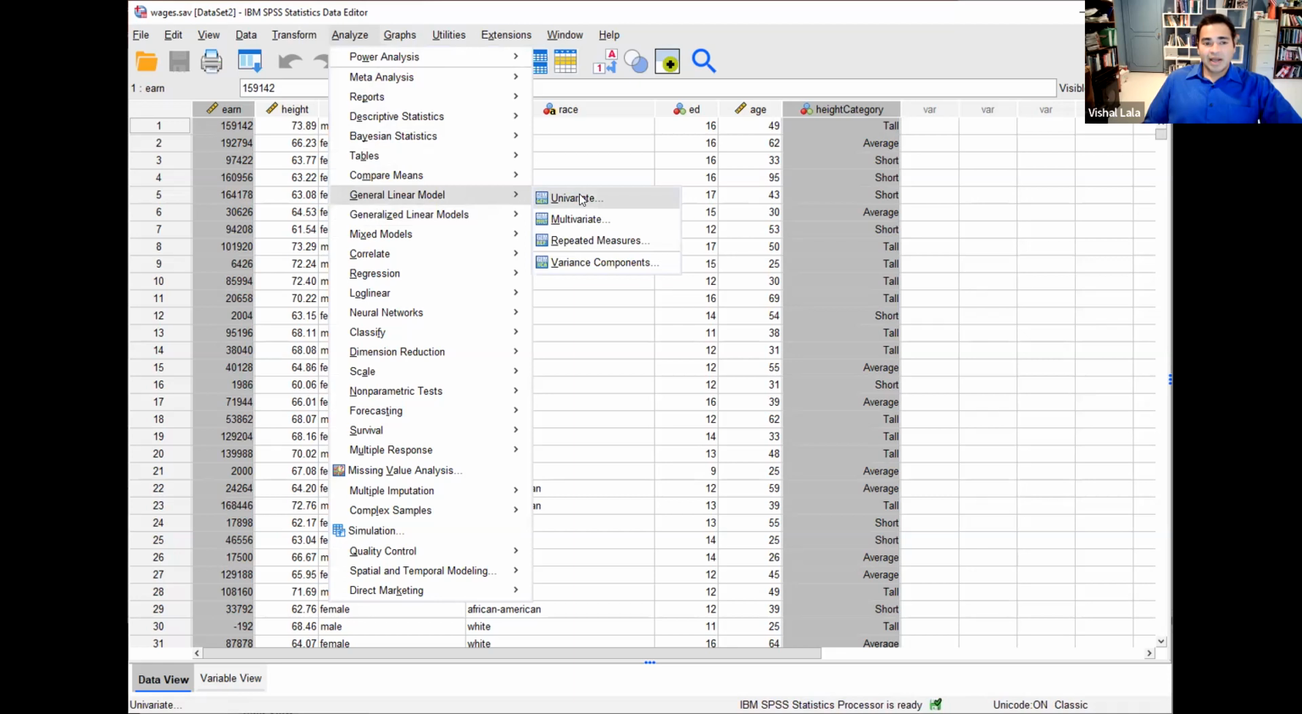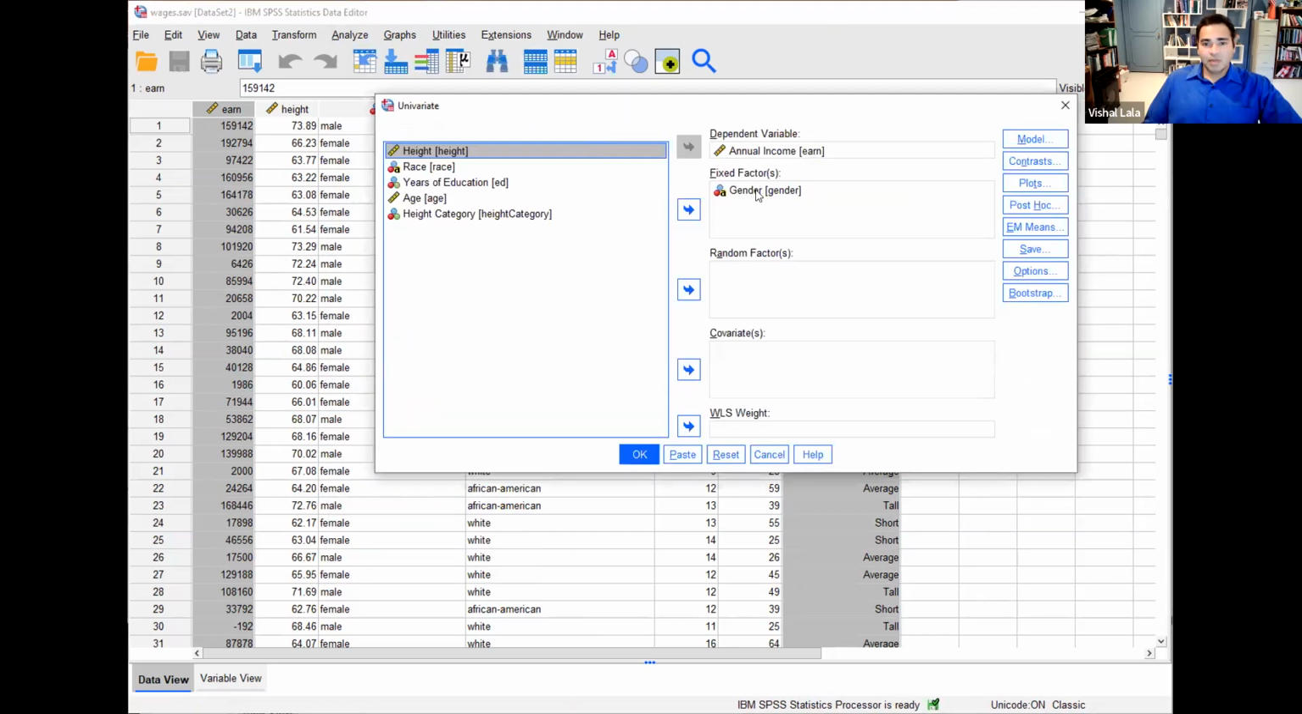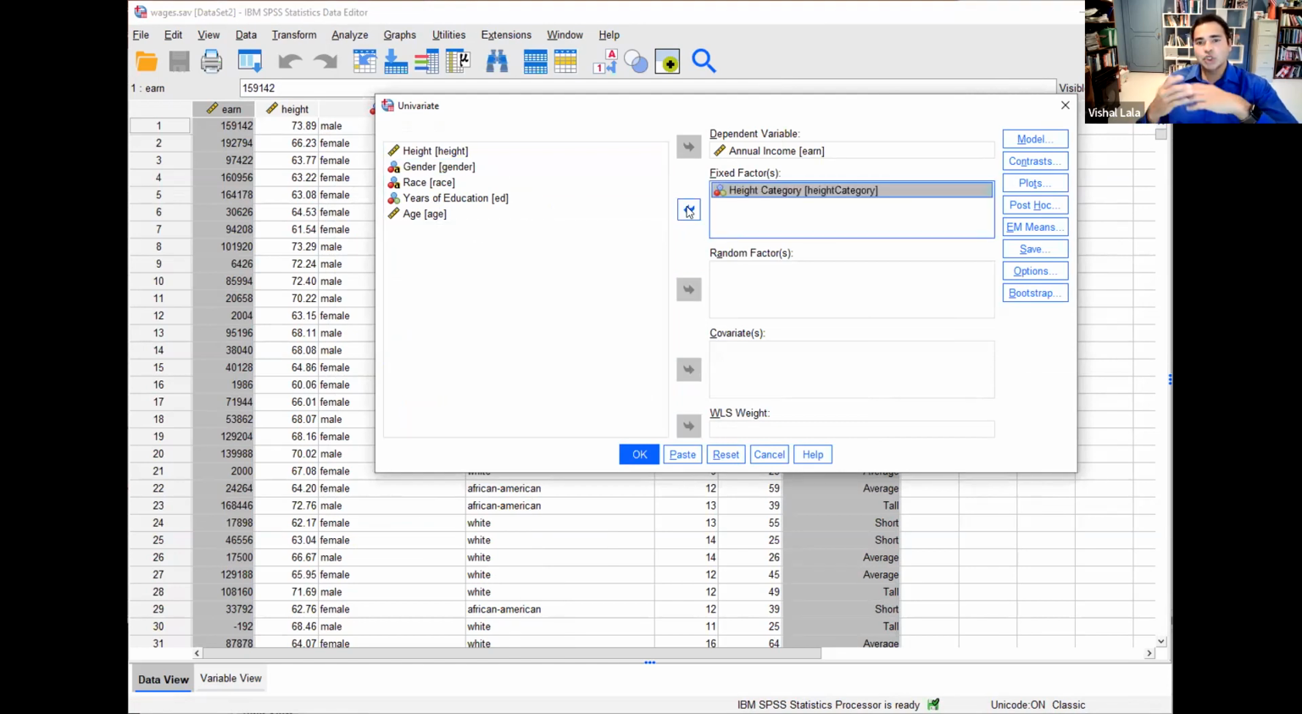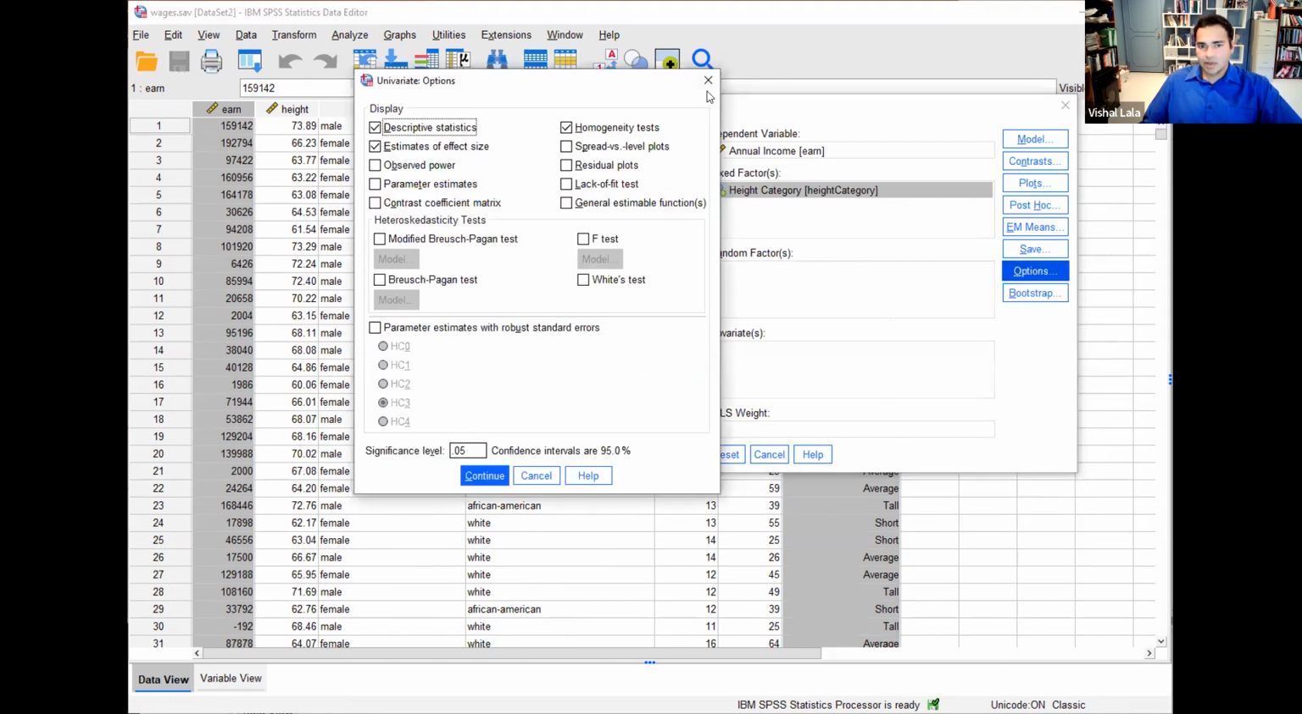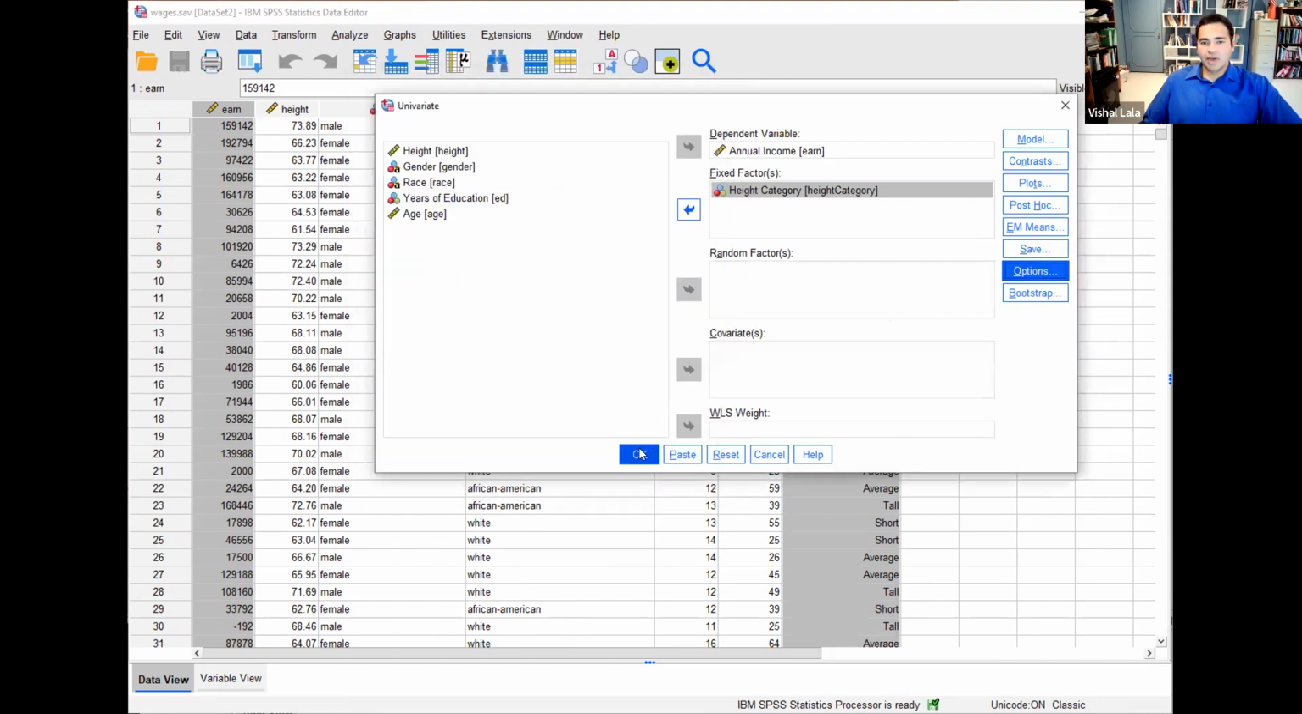So we set it up by analyze, general linear model, univariate, and we'll bump gender out of here, and move in height category. This is the fixed factor version of height, where height has been binned into short, average, and tall. Because we have 3 categories of height, I'm going to ask for a post-hoc test for height category. Verify the options are checked. We can now hit OK. Just before I hit OK, bear in mind our H0 here is income of short people equals income of average height people equals income of tall people.